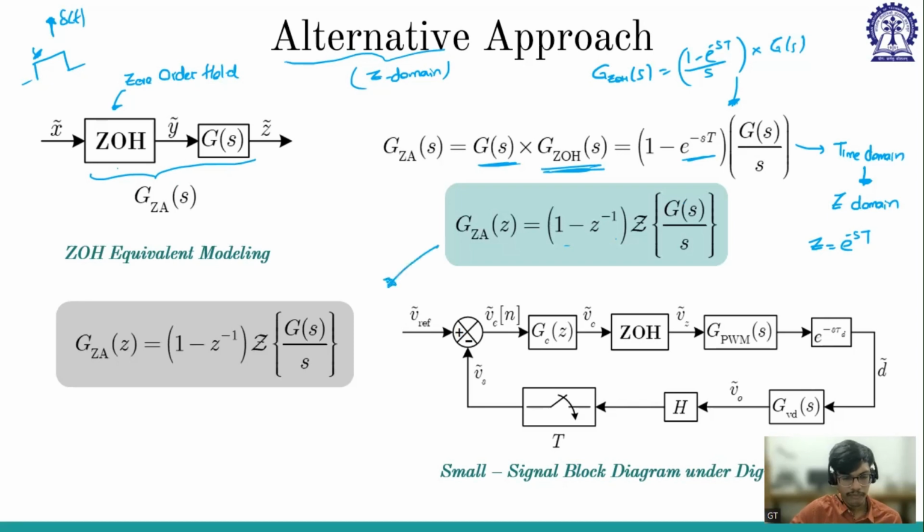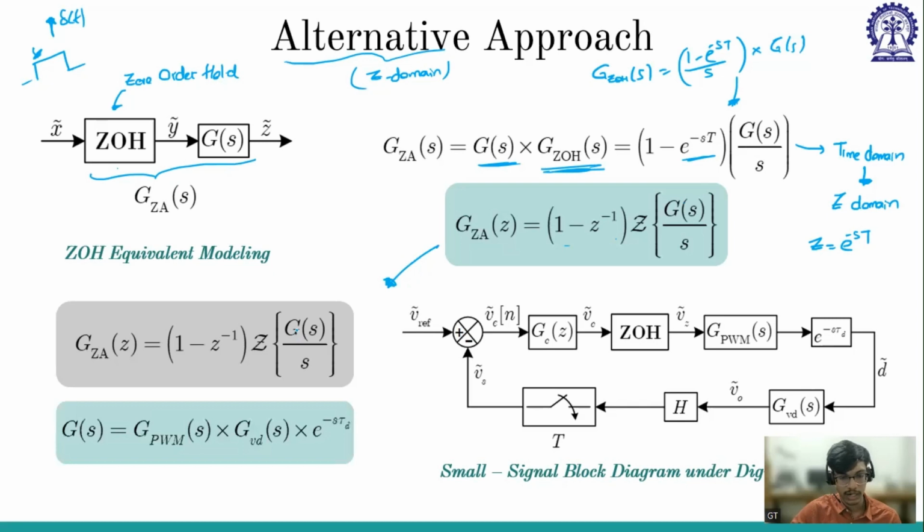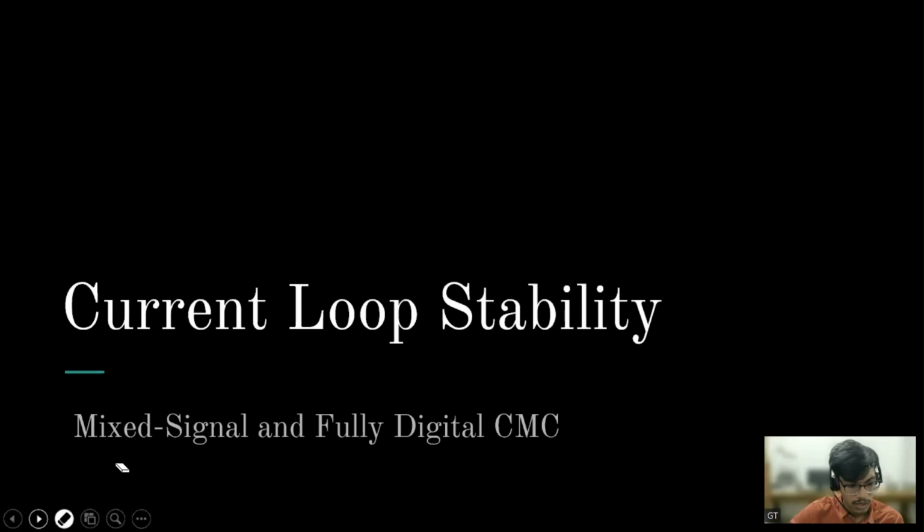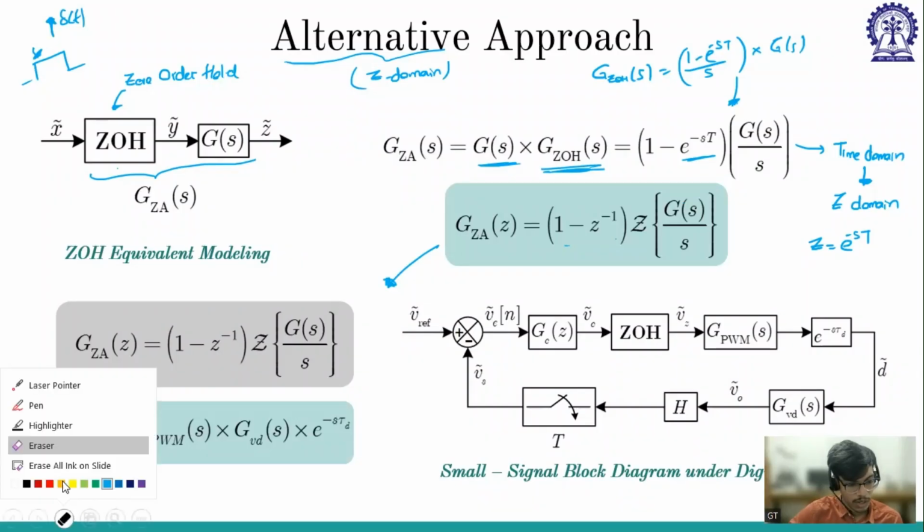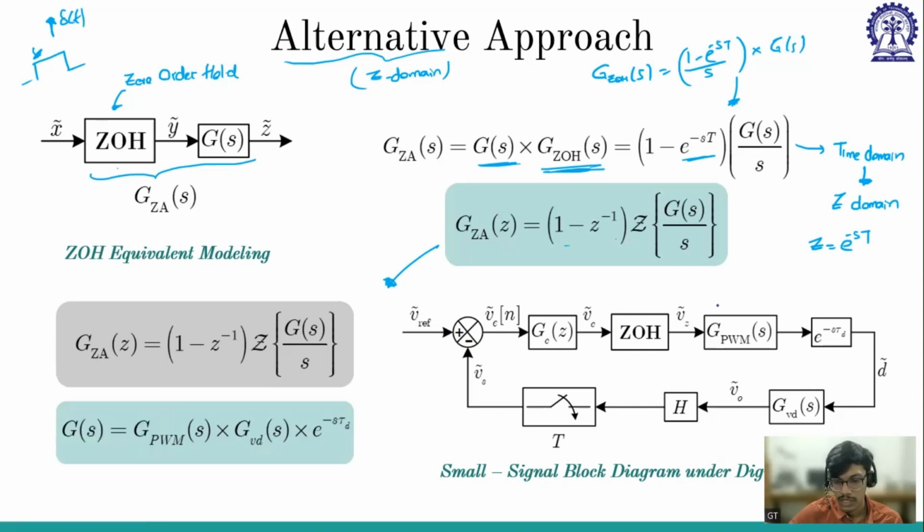So this is the G of S. Now what is G of S here? G of S is this entire thing. Sorry. If you see the G of S, let me change the color. Maybe I'll make it violet color. So G of S is this entire thing. This is ZOH and this is G of S. Now what will be GZ of Z? So this is GZ of Z.